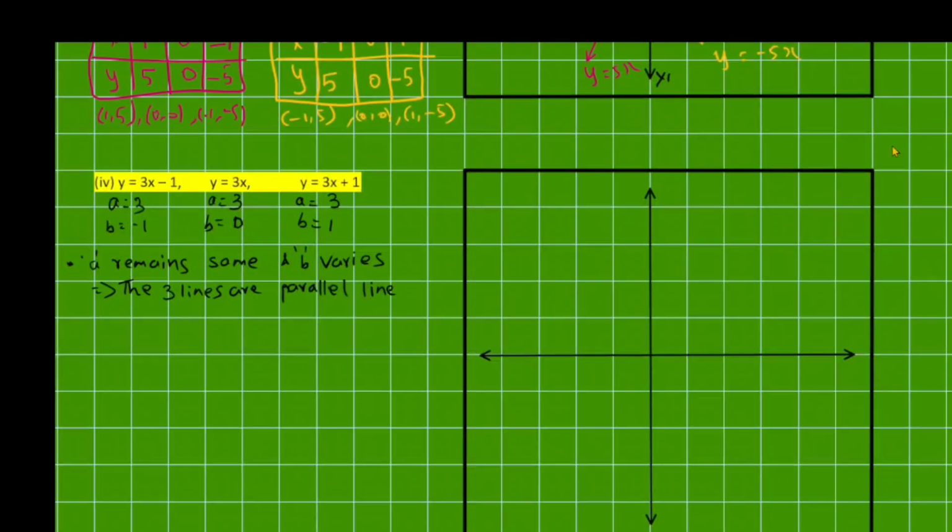Parallel lines. And the second observation: a is positive, that is, a is greater than 0. It shows linear growth. Linear growth means the line belongs to the first quadrant and the third quadrant. As well, a greater than 0 shows an upward slope.